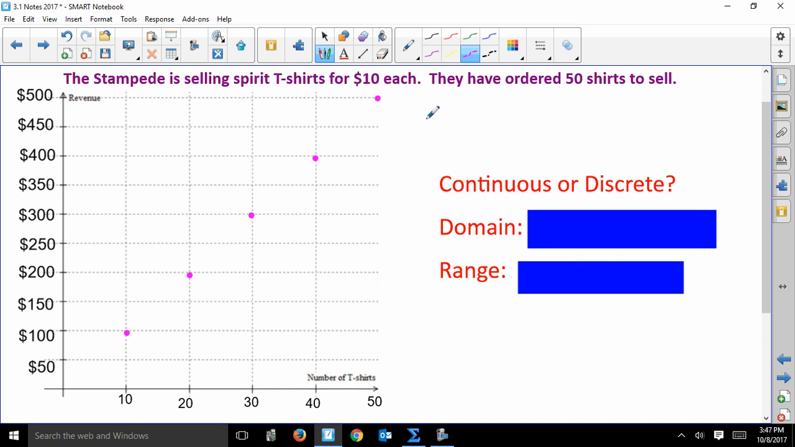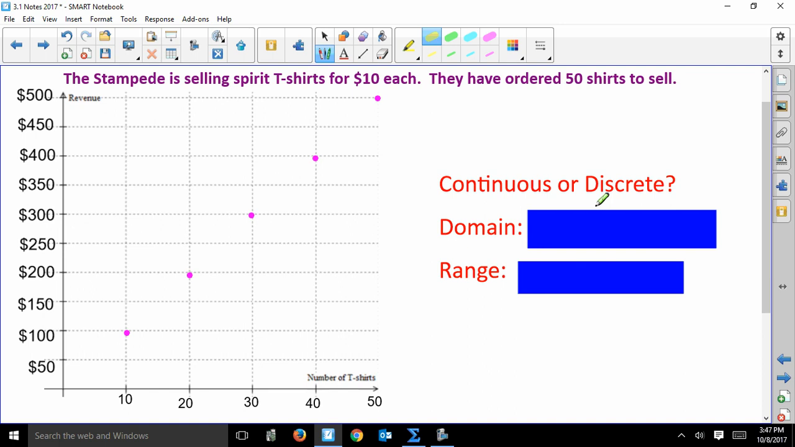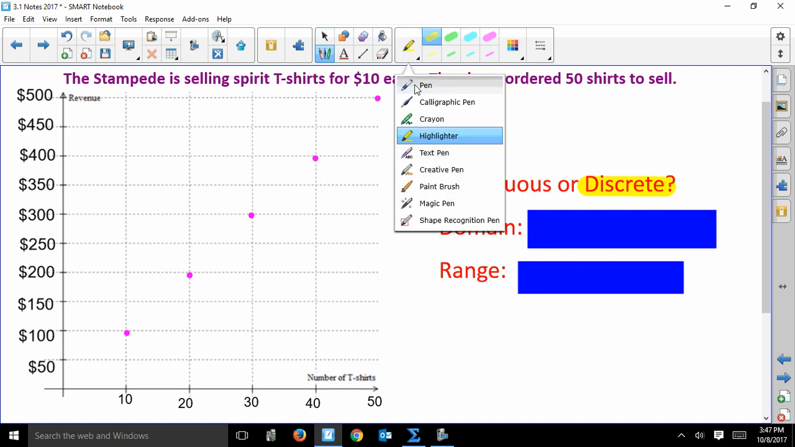Is this function continuous or discrete? Well, this function is actually discrete. And the reason why is that the number of t-shirts is not continuous. I cannot sell 1.5 t-shirts or 42.5 t-shirts. No one is going to buy a part of a t-shirt. So I do not want to connect with a solid line.